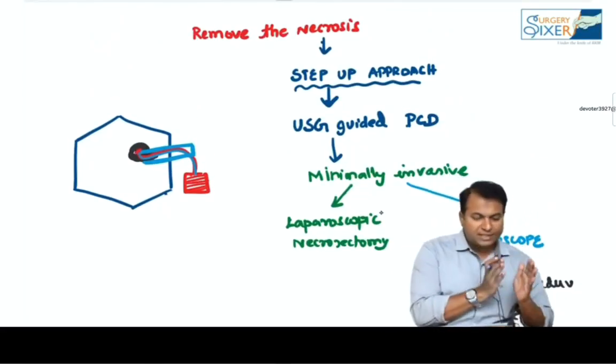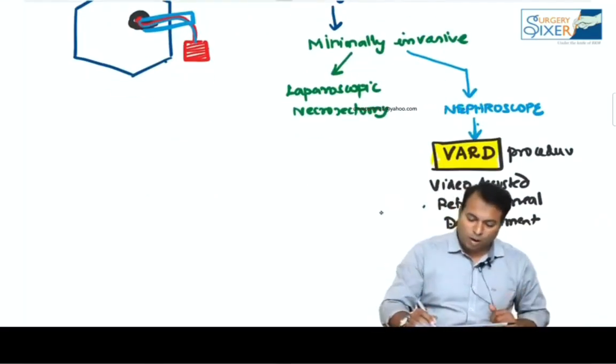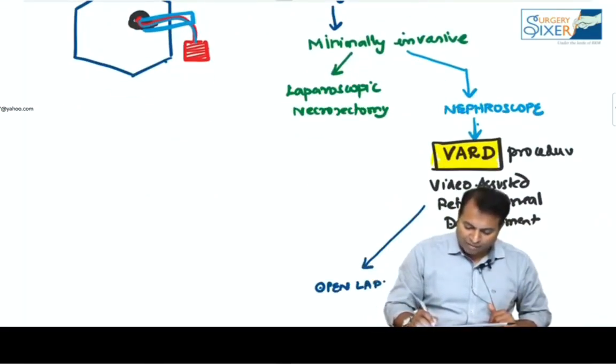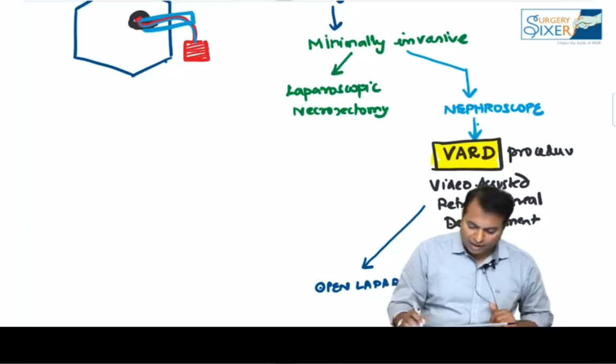We go from the slower procedures. Initially we go ultrasound guided, then we go minimally invasive. If it is still having problems, only then do we go for open laparotomy and lavage. That is the last. So open laparotomy and lavage will be done as a last resort.